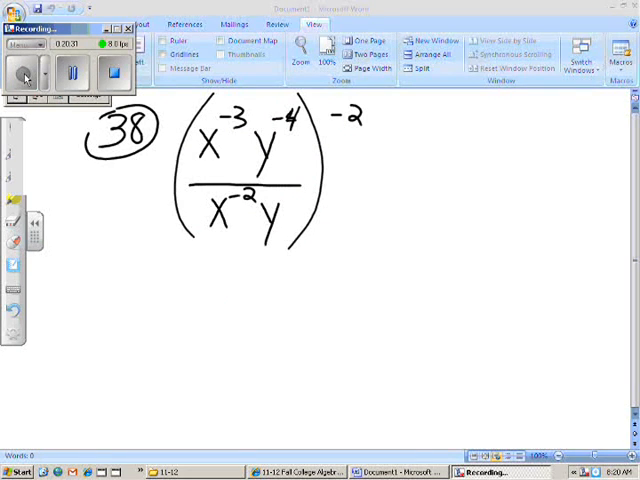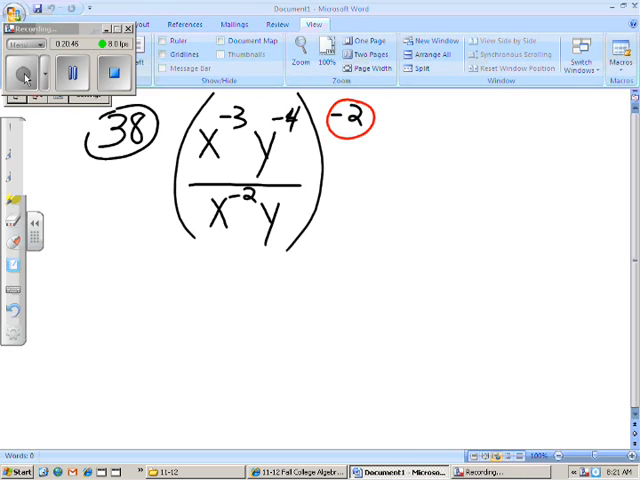Okay, here's kind of an interesting problem that puts it all together. It's number 38. It looks like number 37, kind of. There's lots of ways to attack this problem. My first instinct tells me to do power to a power first, okay? You could do what's inside the parentheses first if you want to. You can actually attack it either way. I like to get rid of this exponent outside first, so that's what I'm going to do. I'm going to raise everything inside to the negative 2 power.